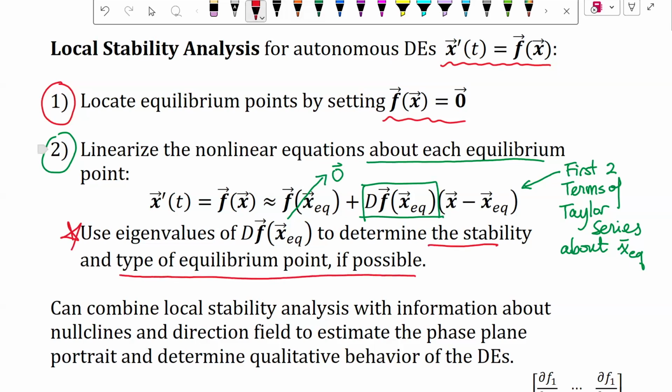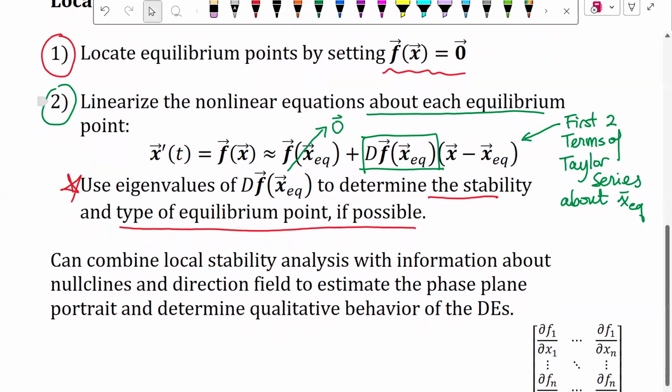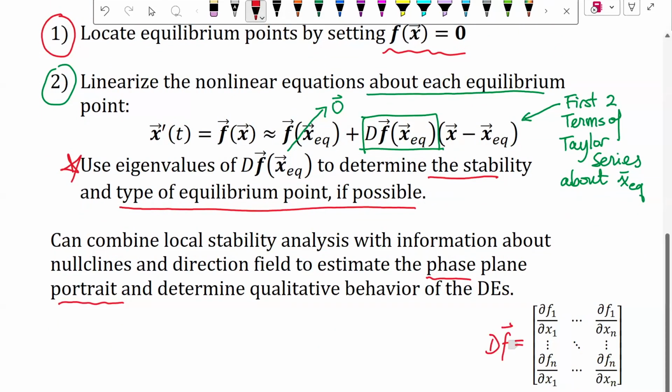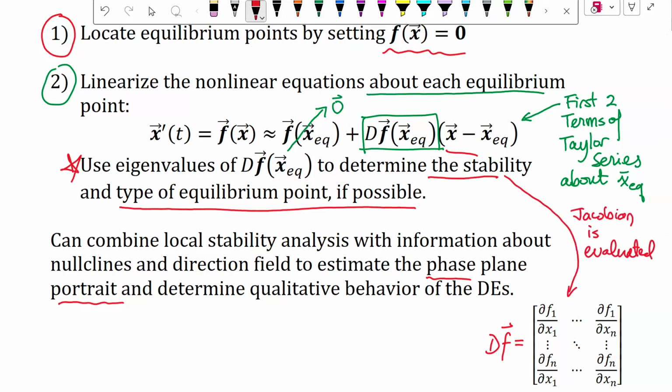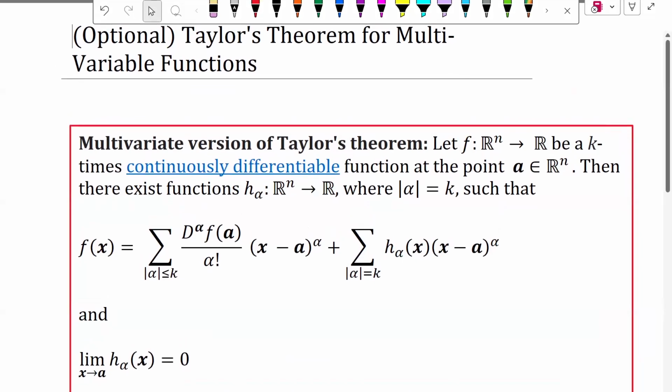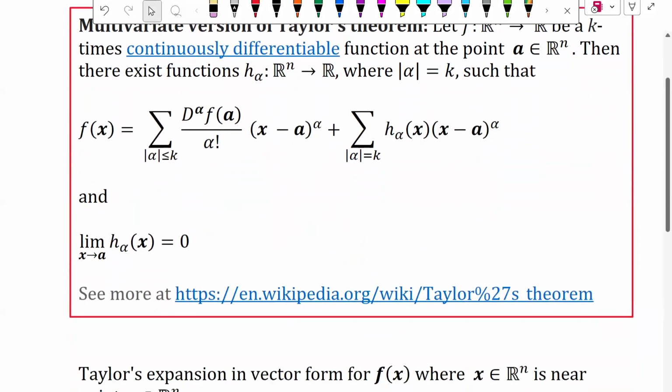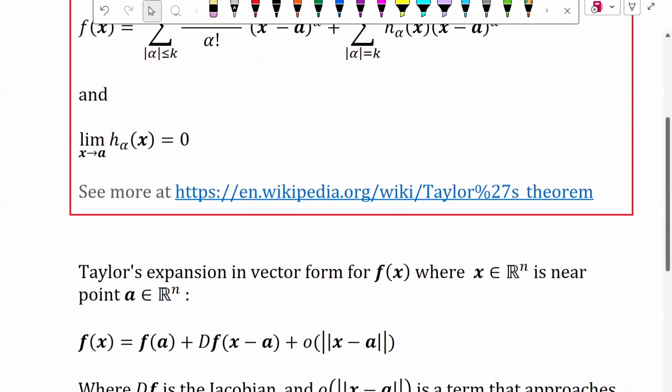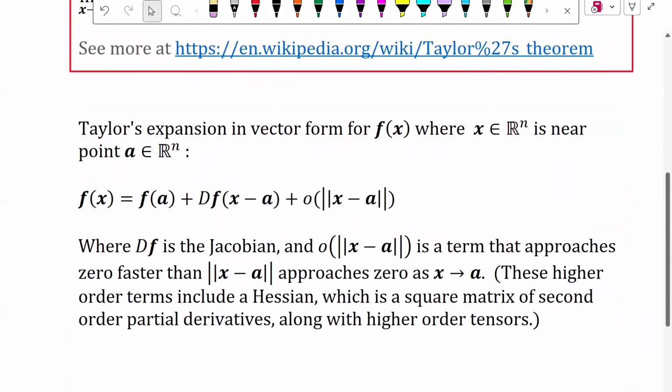Now we can combine local stability analysis with information about nullclines and direction fields to estimate the phase portrait and determine the qualitative behavior of the differential equations. On the next page, we have some optional information about the multivariable Taylor series expansion. For those who are interested, the multivariate version of the Taylor theorem is written out here. There's a citation. You can go find more at this nice Wikipedia site. And this does relate to what we've been doing for our analysis. Let's go to the next page to talk about some questions.